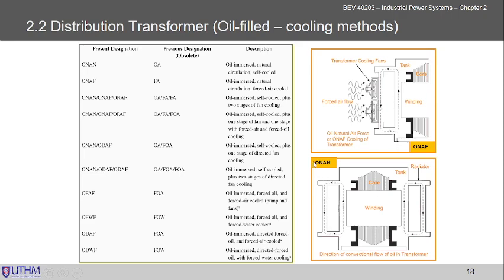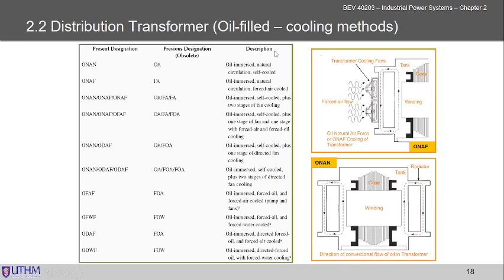Same for this one, you can read O-N. O-N is for the internal, O is the oil, so they use the oil, and N is natural. Outside it uses air also, but this time it is N, natural, so it's still air but without the fan. There is no fan, it just circulates naturally.